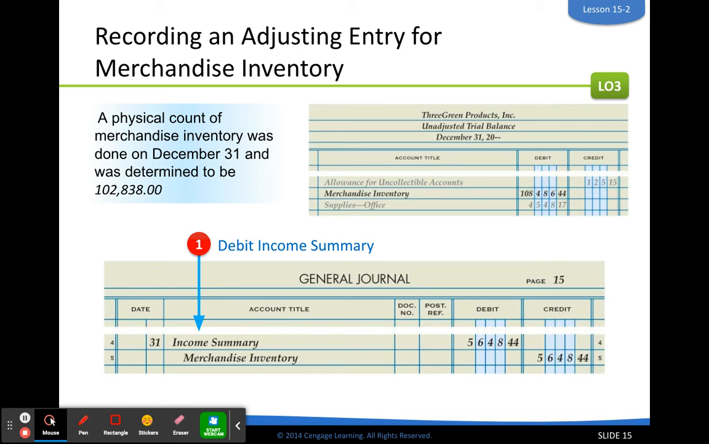So therefore, we're going to debit income summary because we must have sold some. So we're going to have income. That's how I think of it. So we're going to debit income summary. And then we need to decrease our debit balance for merchandise inventory to bring it up to speed. And so we're going to credit merchandise inventory to decrease that $108,000 down to the accurate amount that it should be.